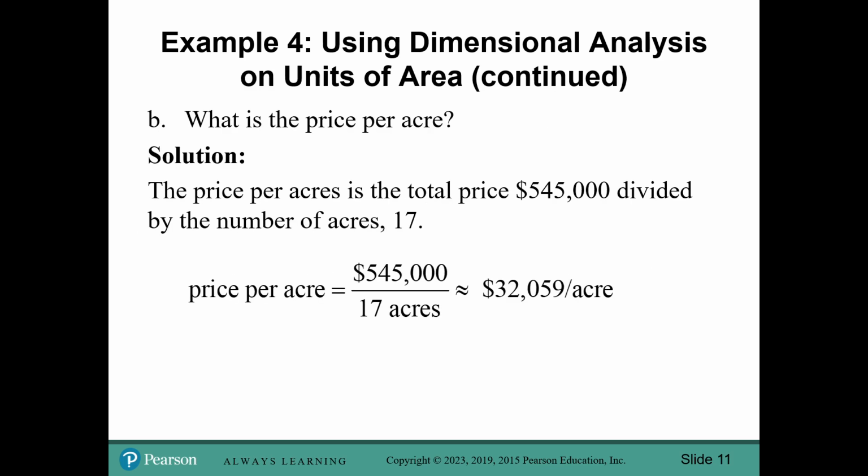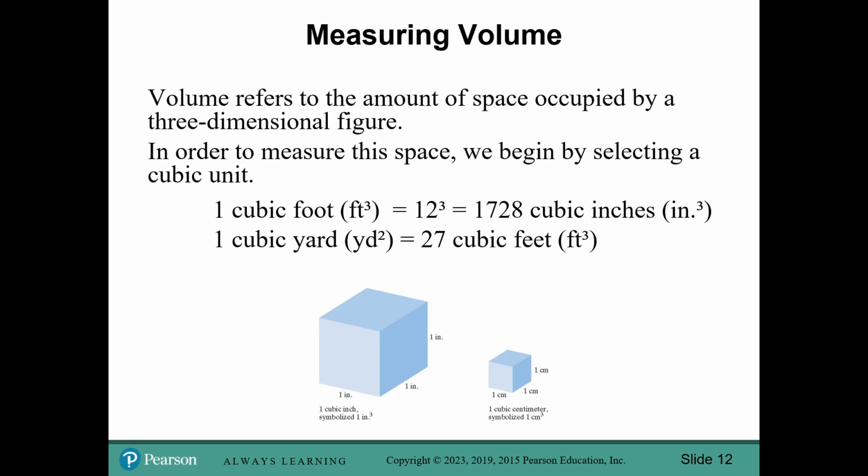Part A did. So part B says, what is the price per acre? Now, if we've got 17 acres in total, and it cost overall $545,000, and we want the price per acre, then essentially we take the amount that it costs, the $545,000, and divide it by the number of acres we have, and that will render us with the price per acre. So I'm doing 545,000 divided by 17 acres, and that's going to give us $32,059 per acre. Quite expensive. All right, let's move on.